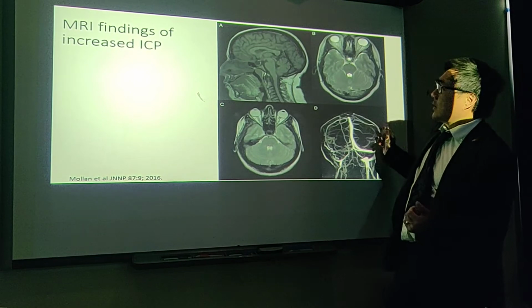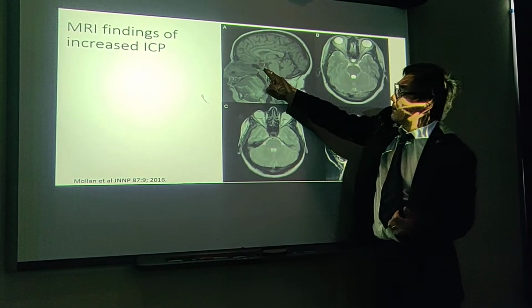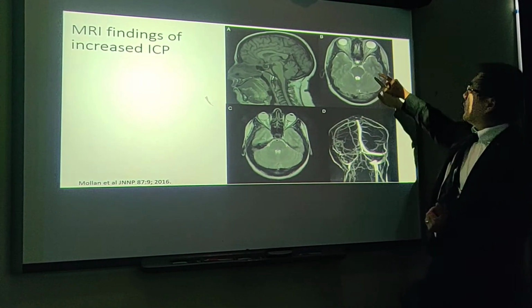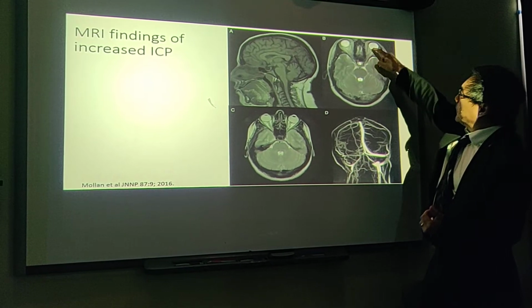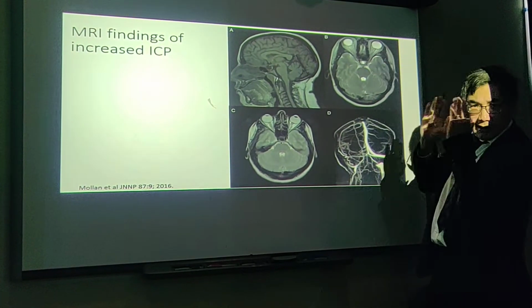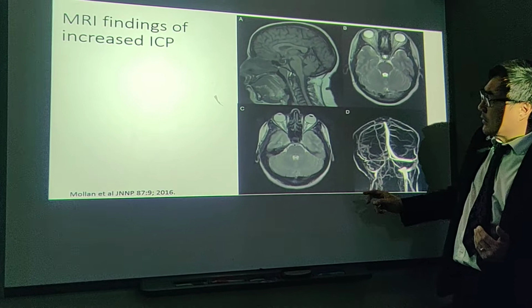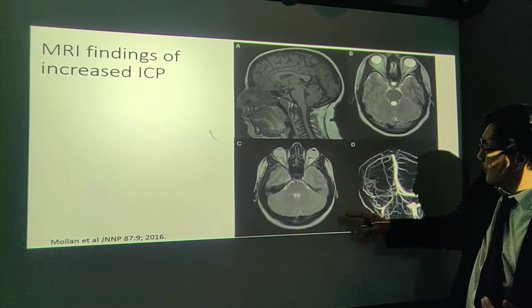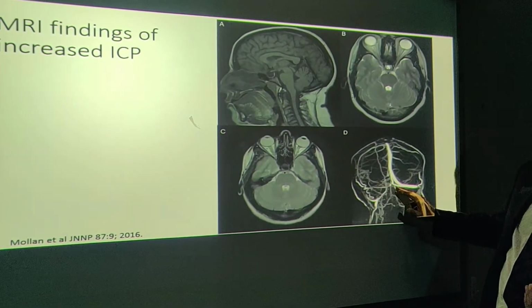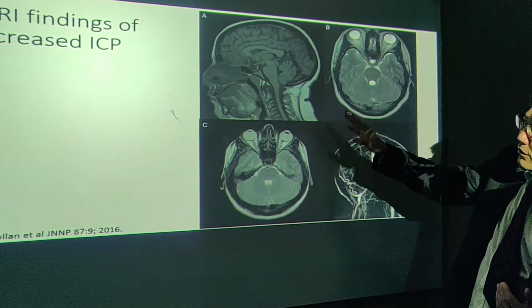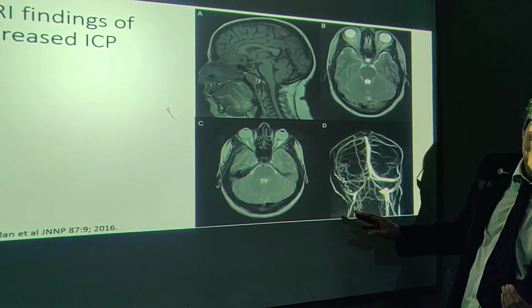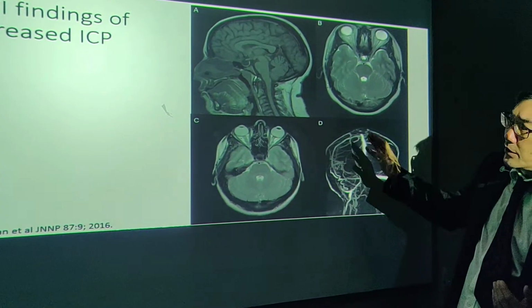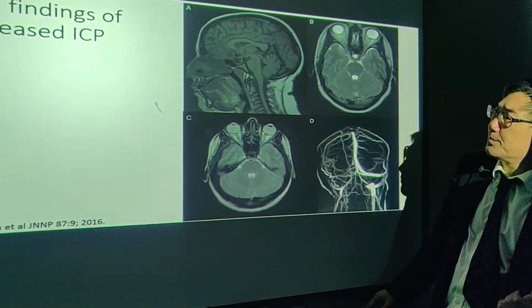And the radiographic findings of increase in cranial pressure include this empty sella right here. We can also see the fluid in the sheath, which forms this hyperintense tram tracking, and the flattening of the globe as seen before, as well as narrowing of the transverse sinus. These are the radiographic features that we see in increased intracranial pressure from any cause, but especially pseudotumor cerebri.